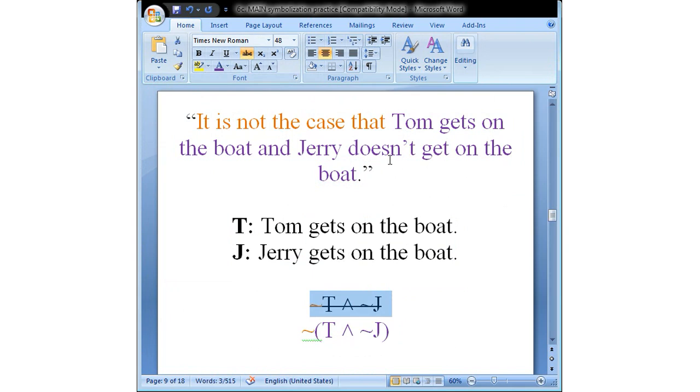That's incorrect. Look, we use the contraction "doesn't get on the boat," right? If what you really meant to say was Tom doesn't get on the boat, you'd say Tom doesn't get on the boat and Jerry doesn't get on the boat. That's what that means here. So the passage I've currently got selected means Tom doesn't get on the boat and Jerry doesn't get on the boat. That's not what the one above is saying. The one above is saying it's not the case that previously we said Tom gets on the boat and Jerry doesn't get on the boat, negating all of that, right?